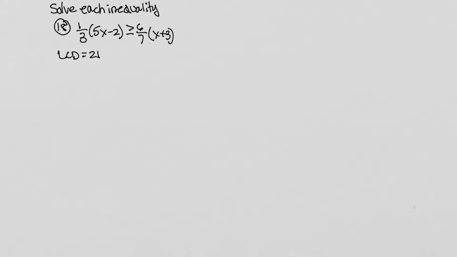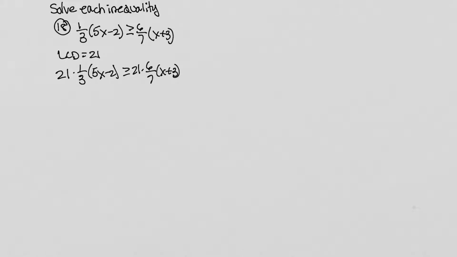So what I'm going to do is multiply each side by 21. I'm going to write the 21 here times that whole side, write it here times that whole side, and because I'm multiplying by a positive, I don't have to worry about that sign change. So doing so, things will look like this: 21 times 1/3 (5x minus 2) greater than or equal to 21 times 6/7 (x plus 3).